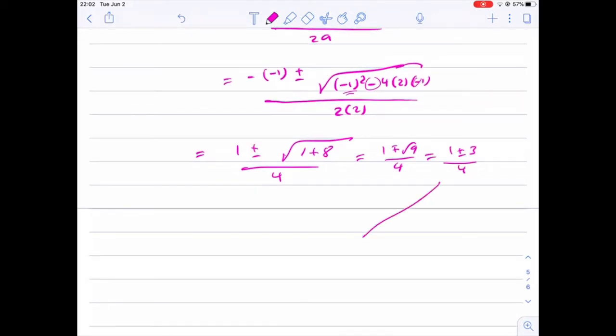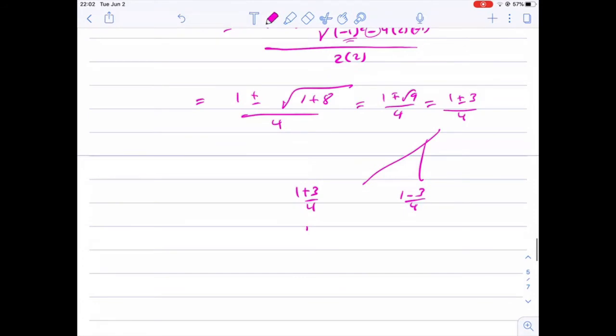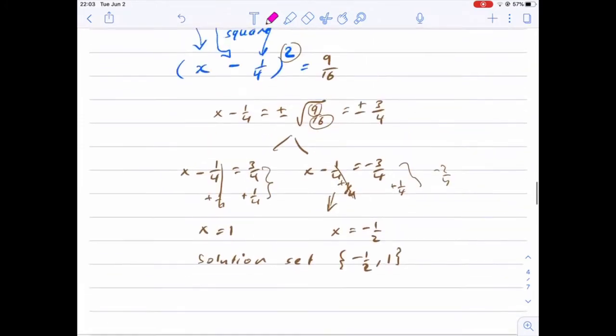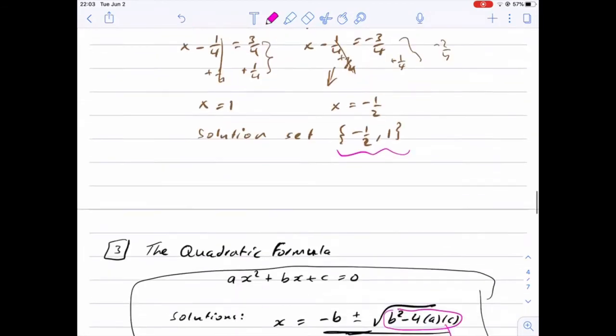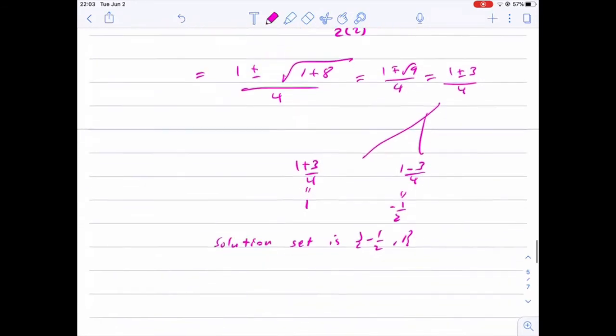So we have two solutions, 1 plus 3 over 4 or 1 minus 3 over 4. This is equal to 1, and this is equal to -1/2. So the solution set is -1/2 and 1, as we've seen from the previous example when we applied completing the square. We should get the same answer.